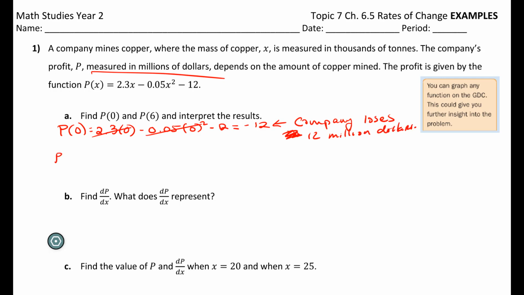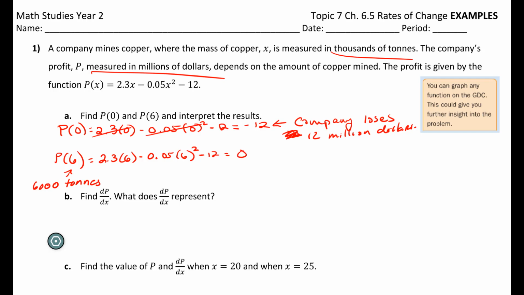Now if we were to mine 6, and in this case again we are measuring this in thousands of tons, so this is going to be 6,000 tons, then hopefully the company is going to start making money. Let's see what happens. 2.3 times 6 minus 0.05 times 6 squared minus 12. This is something you need to punch into your calculator. You can go ahead and do that on your own. Pause it if you need to, just to check. And our result here is going to actually be 0.